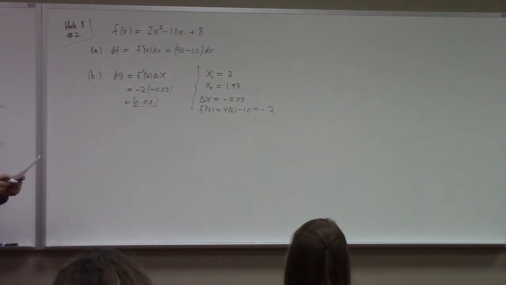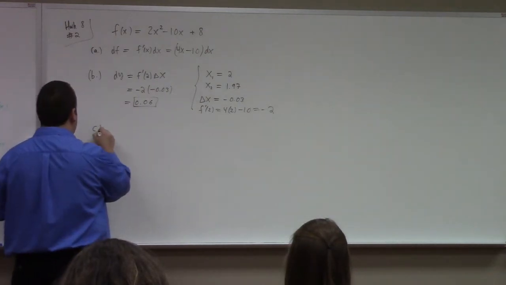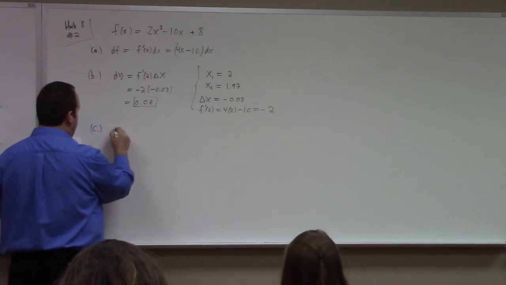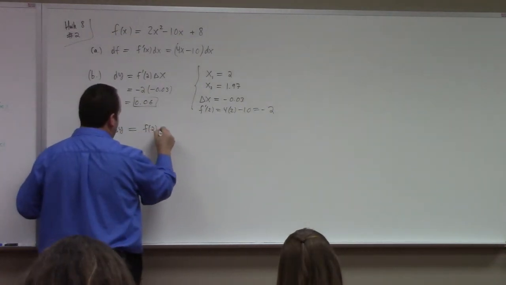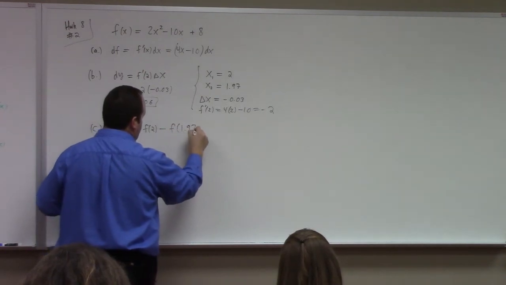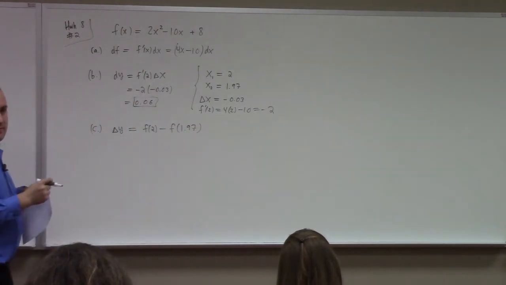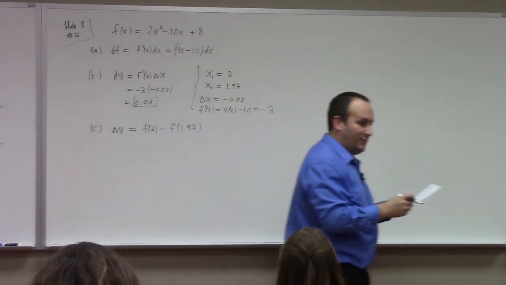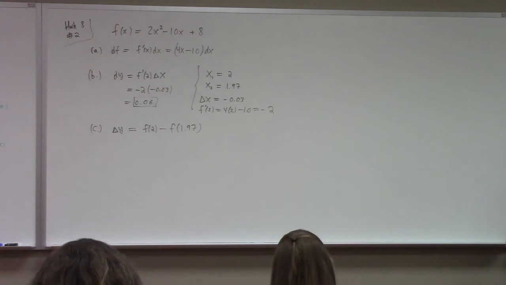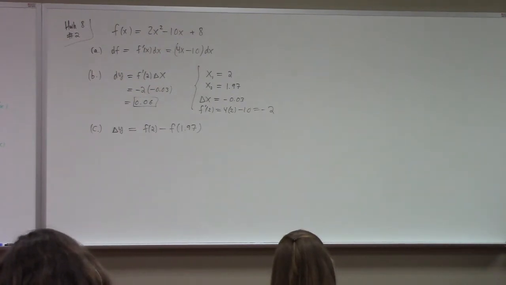There's the approximate change in y, because what you're doing there is replacing this nonlinear function with the linear tangent line, and you're looking at the change along the tangent line. Now C says to actually calculate the change in y. Well, the change in y here would be f of 2 minus f of 1.97, which would require considerably more arithmetic on my part. I don't have a calculator with me. But at least for this one, it's the same.